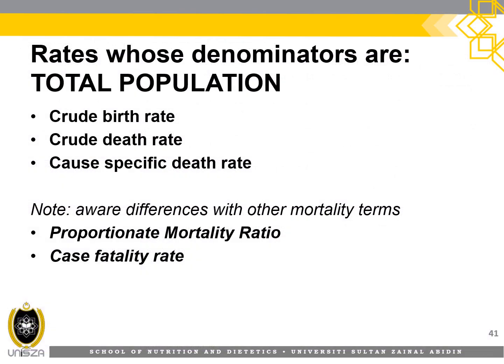So we can conclude that the rates whose denominators are the total population are crude birth rate, crude death rate, and cause-specific death rate. We must also be aware of the differences with other mortality terms, for example, proportionate mortality rate and case fatality rate. In case fatality rate, the denominator is not the total population.